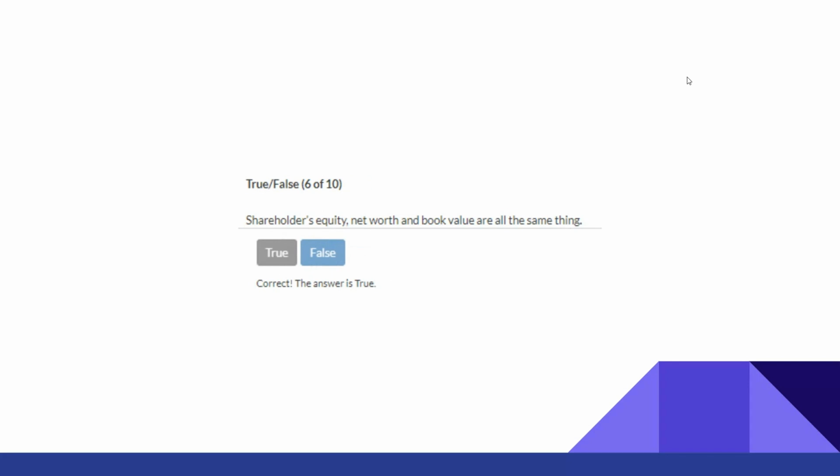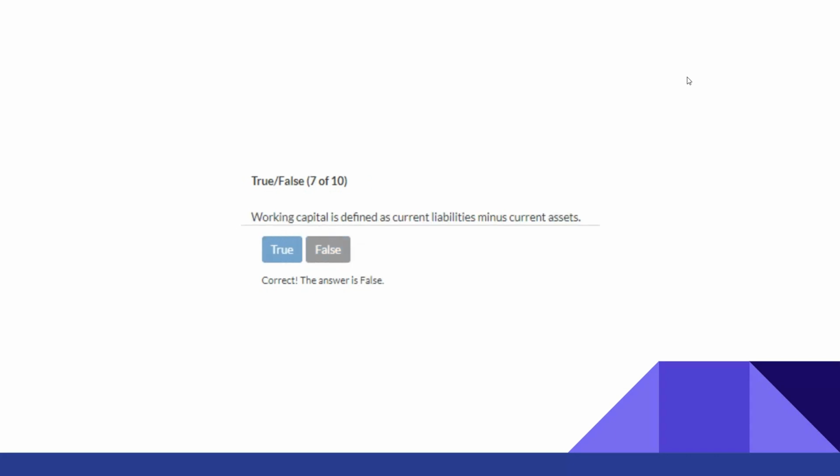Shareholders' equity, net worth, and book value are all the same thing. True or false? Correct answer is true. Working capital is defined as current liabilities minus current assets. True or false? Correct answer is false.